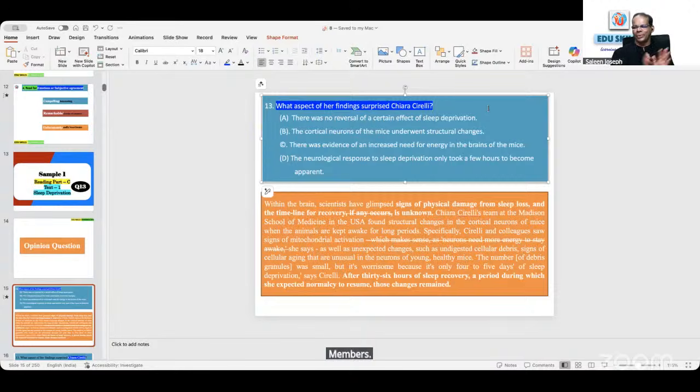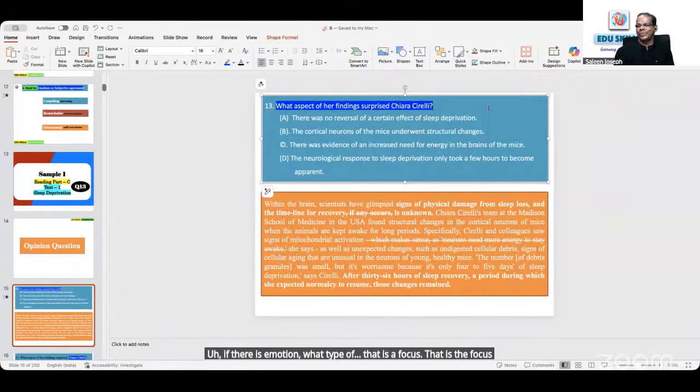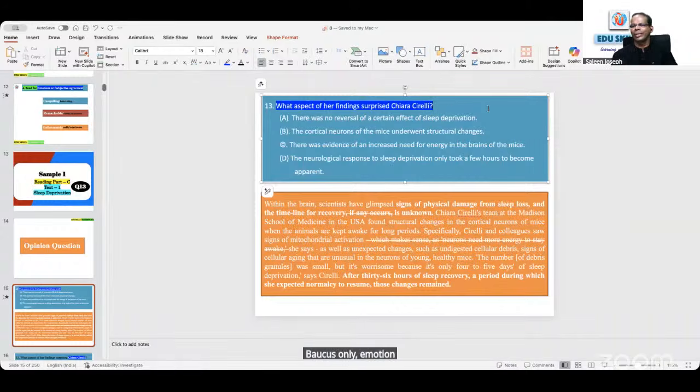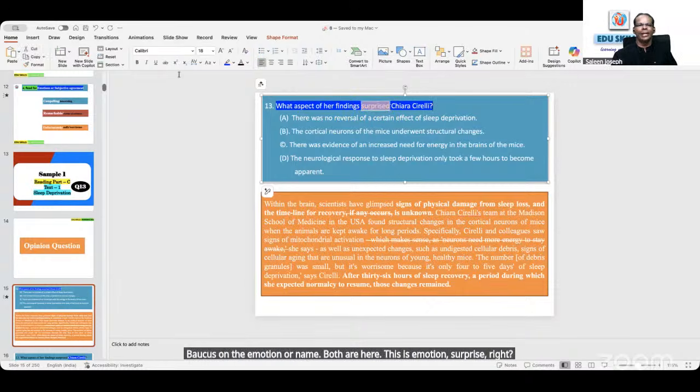Now, what type of question is it? Name is the strategy we use. Emotion. If there is emotion, that is the emotion focus. What type of question is it? Opinion based. Exactly. Opinion question. Opinion question is the type, but your focus or strategy is to focus on the emotion or name. Both are here. This is emotion, surprise, right? We are going to verify whether it is right. Okay, surprised is emotion.